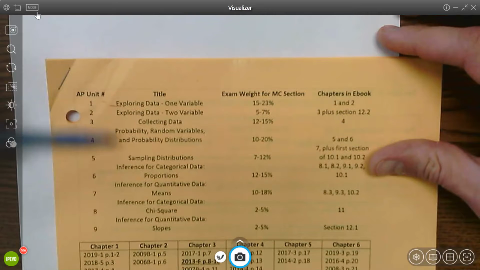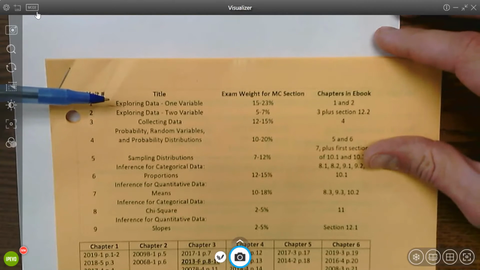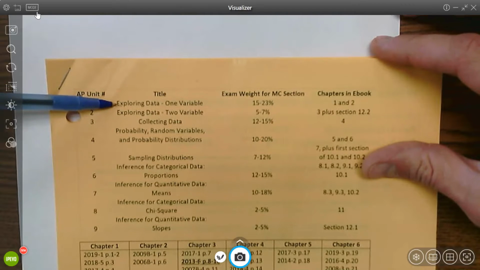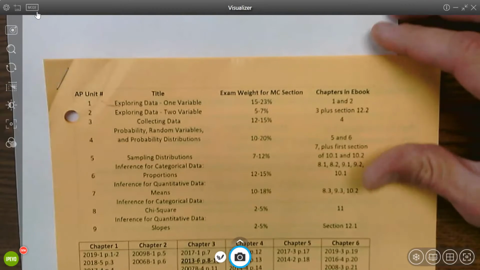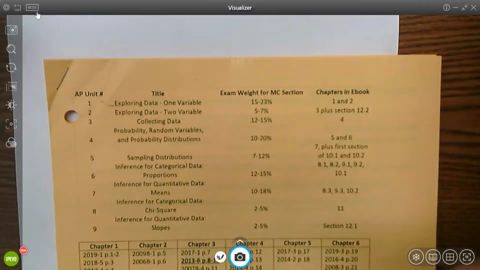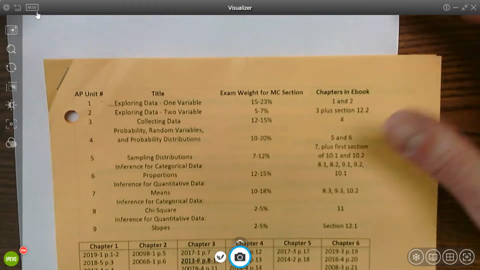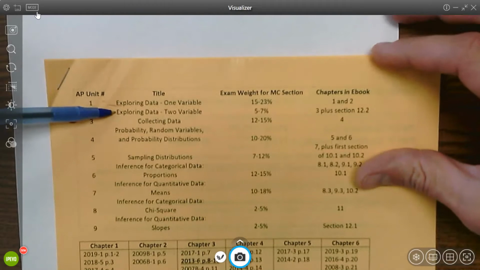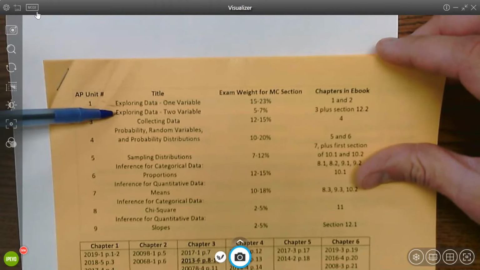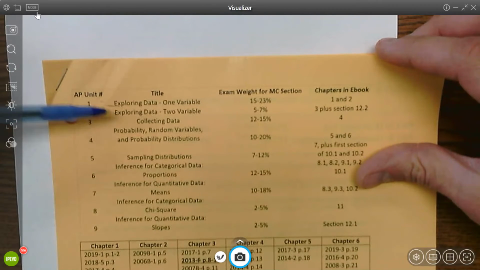I'm not going to be as explicit as the AP is in breaking it down, but I'm going to look at chapters 1 and 2. It's exploring data. It's one variable. So this would be any kind of graphs: box plots, dot plots, stem plots, histograms for quantitative, or bar graphs, segmented bar graphs, mosaic plots for categorical. Two variable would be regression, like scatter plots, residuals.